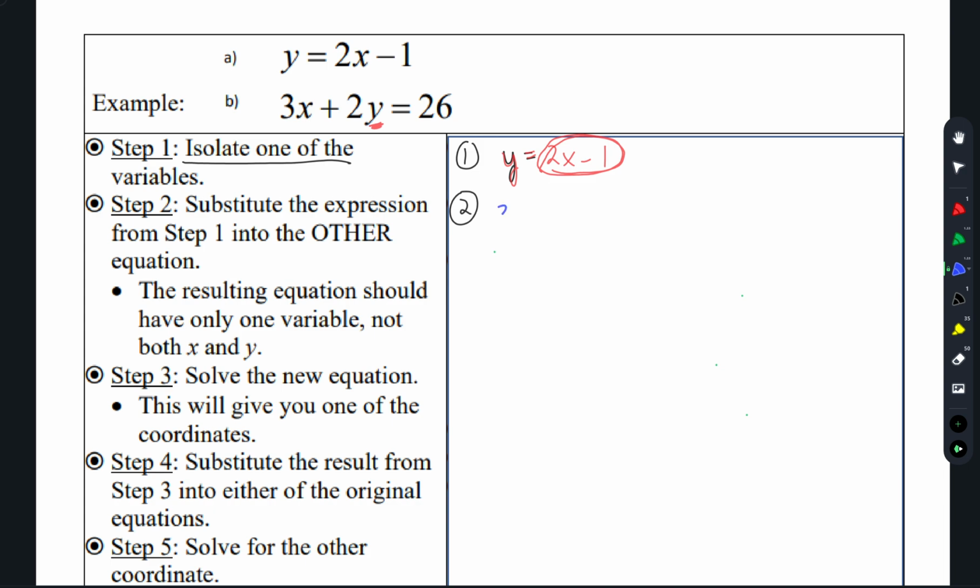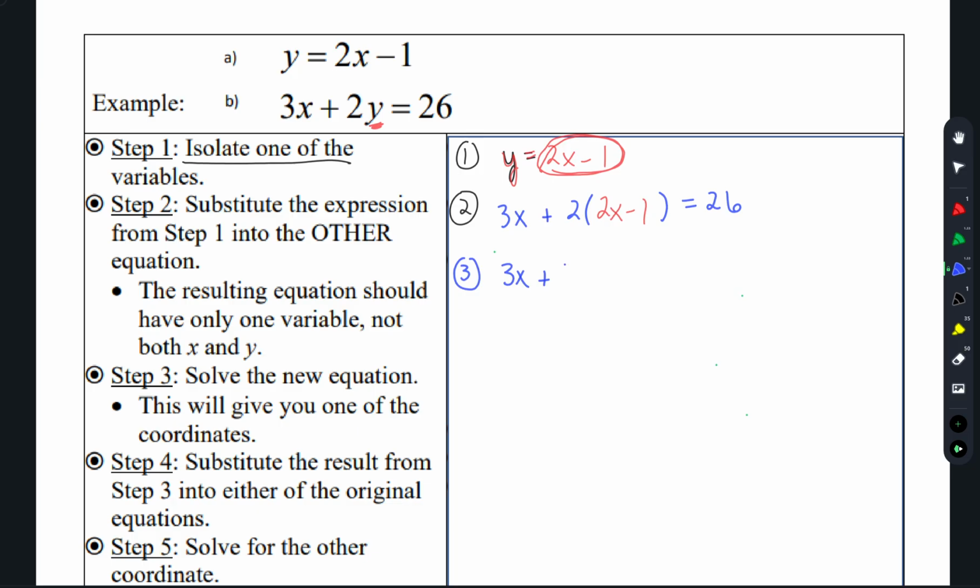So now this one, you do 3x plus 2 parenthesis equals 26. And you're going to plug in the 2x minus 1 and do algebra for the rest. Because once you do all your algebra, you're going to get a value for x, and you can plug it into the other one. So for step 3, you're going to solve it. So this is where you can't mess up.